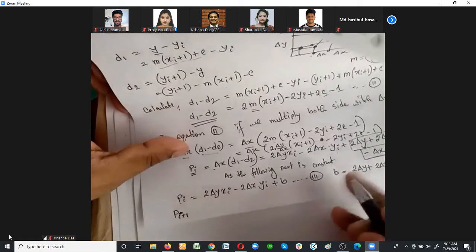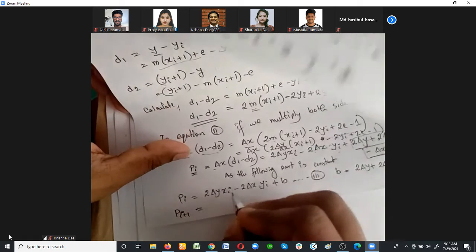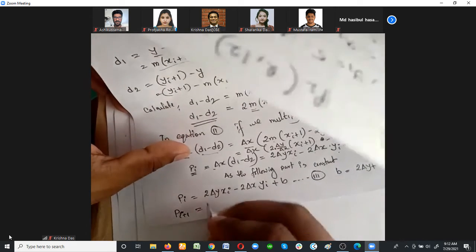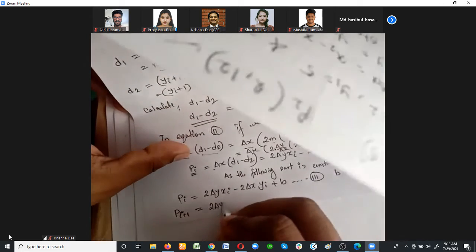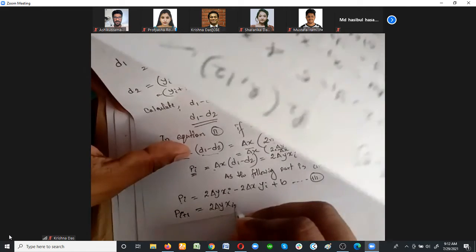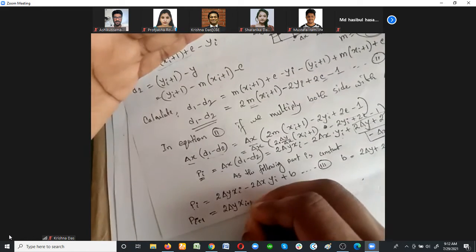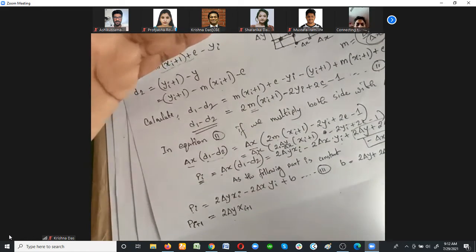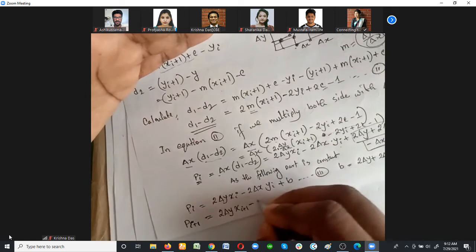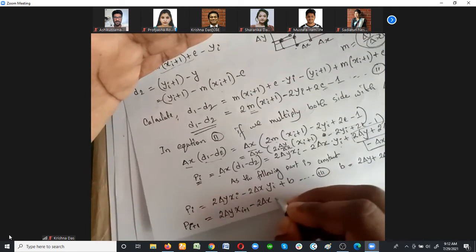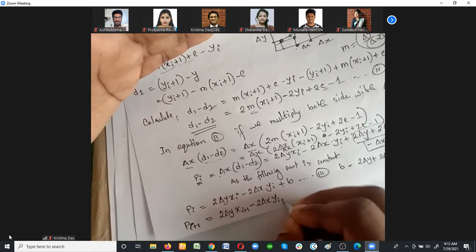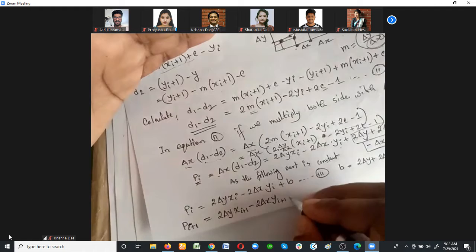So this is indicating that p of i plus 1 is actually nothing but the next value of pi, right? If it is so, then actually the equation would be 2 del y, then xi plus 1. This is the same way that xi plus 1, the next value of xi, that will be minus 2 del x yi plus 1 and plus b.